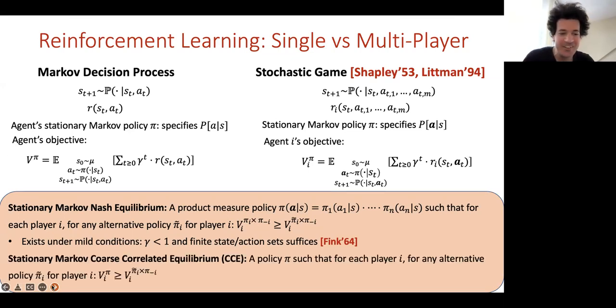Okay, so stationary Markov coarse correlated equilibria, as you may imagine, is that I will place no restriction on the policy. So I will allow correlation in the policy, and again, the definition otherwise stays the same. For every player, for any alternative policy, they prefer, before even seeing recommendations, to switch with a contract that they will follow the recommendation versus doing their own thing, switching to this pi tilde policy and letting everyone else follow the recommendations of the policy. All right, so these are the two main solution concepts for stochastic games.